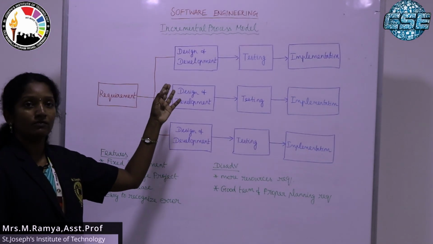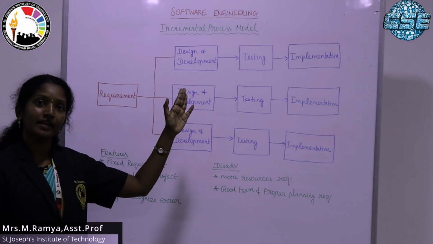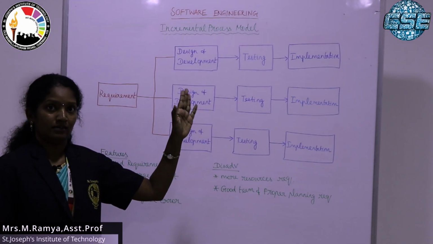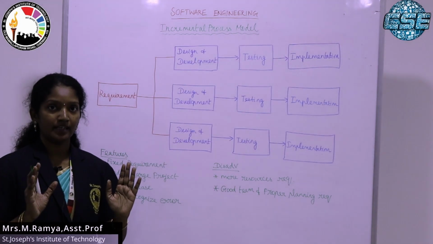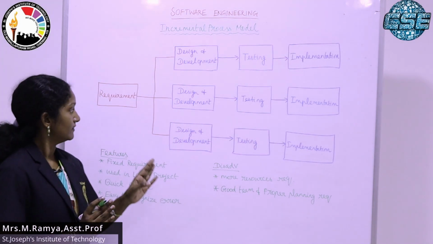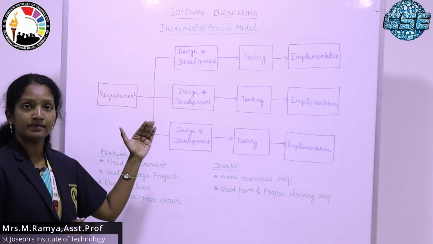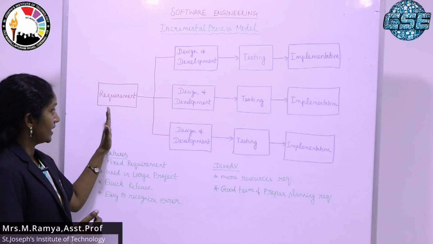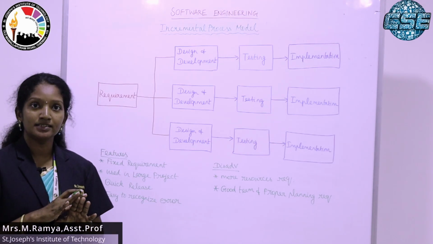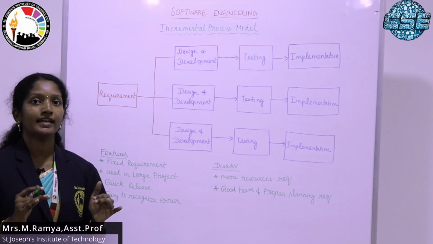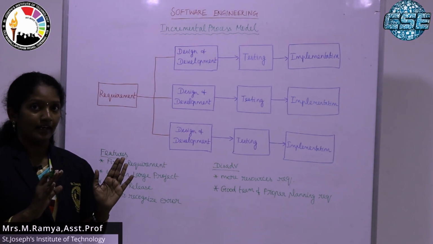So the next model we are going to see is the incremental process model. What is main about the incremental process model is, first the requirement is got from the customer. After getting the requirement, it is frozen. So we cannot make any further changes in the requirement.